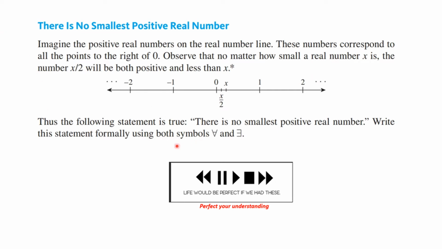The same kind of question here, I'm asking you to consider the statement there's no smallest positive real number, and that's true because a positive real number is going to be on this side. If you pick one that's x, x over 2 is always going to be closer to the 0. So it is true, but I want you to take this statement, there is no smallest positive real number, and write it formally using these symbols. For every n, there exists. You know what to do.